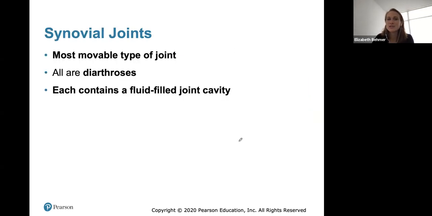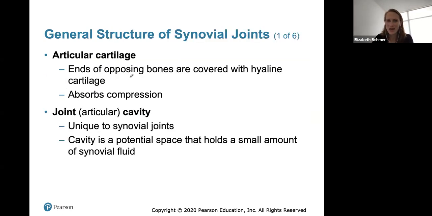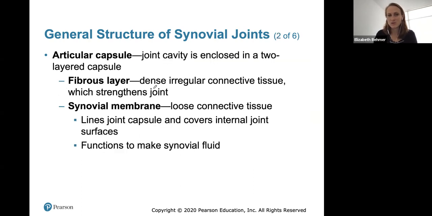Then synovial joints are the most movable. They're diarthroses. They each contain a fluid-filled joint cavity. And this is the general structure of a synovial joint. There's articular cartilage that covers the ends of the opposing bones and helps absorb compression. And then the joint cavity is unique to these synovial joints. The cavity is a potential space that holds a small amount of synovial fluid.